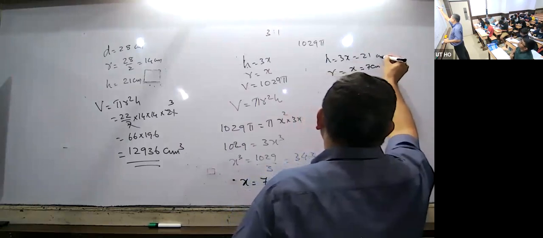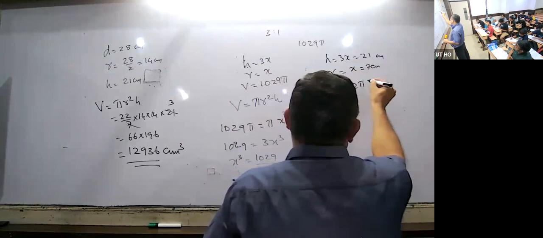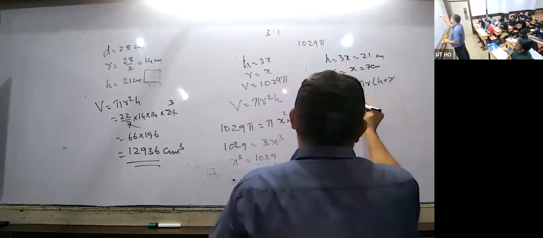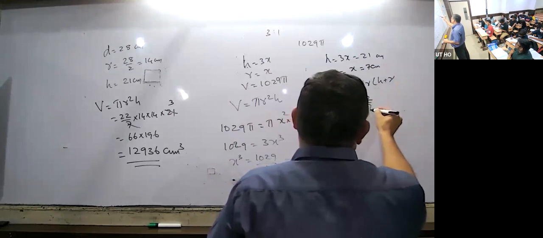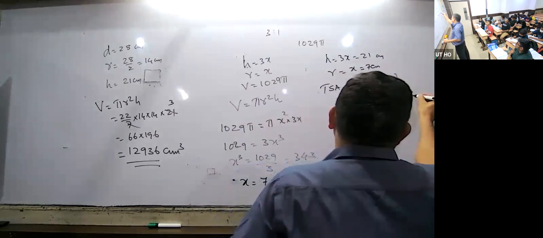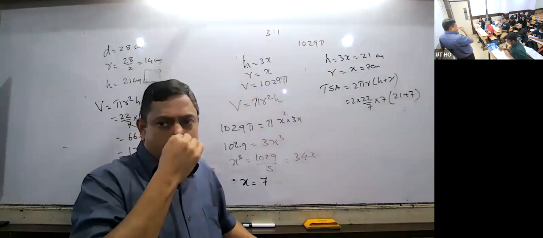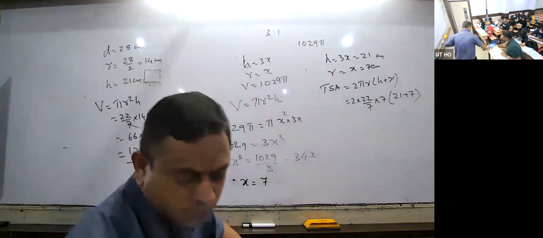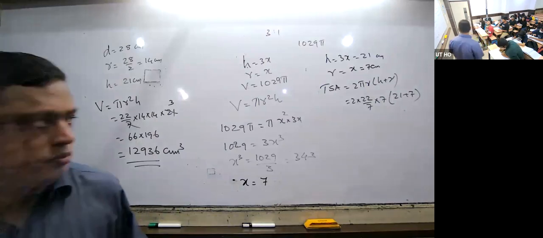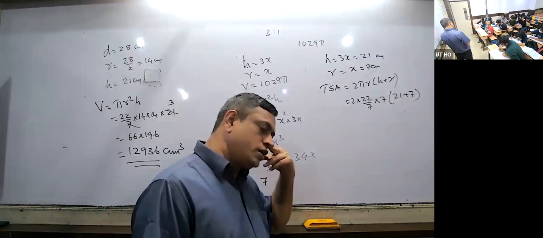Then we have to find the total surface area. That is 2 pi r times h plus r. That is 2 times 22 upon 7 times 7 times 21 plus 7. Let's see who is going to get the answer. It's very simple. This we have done already.